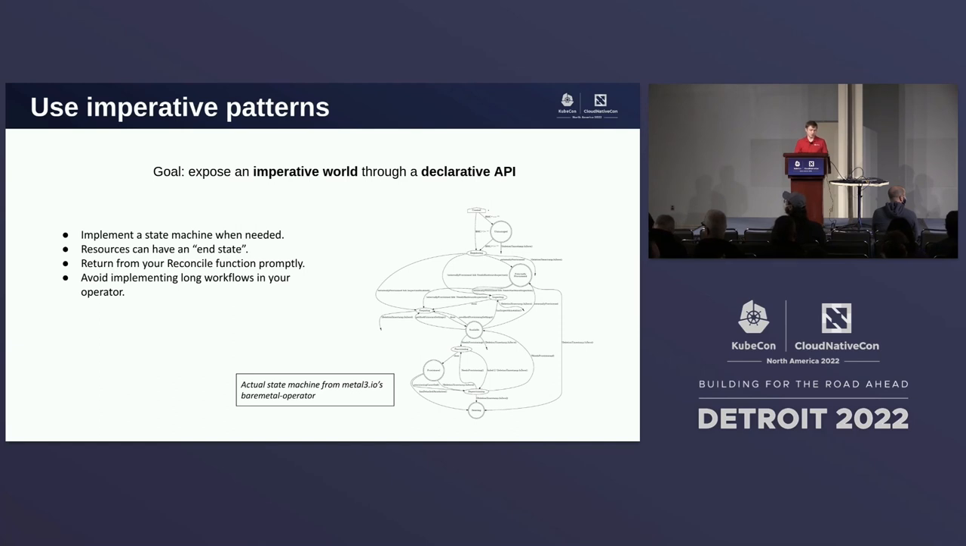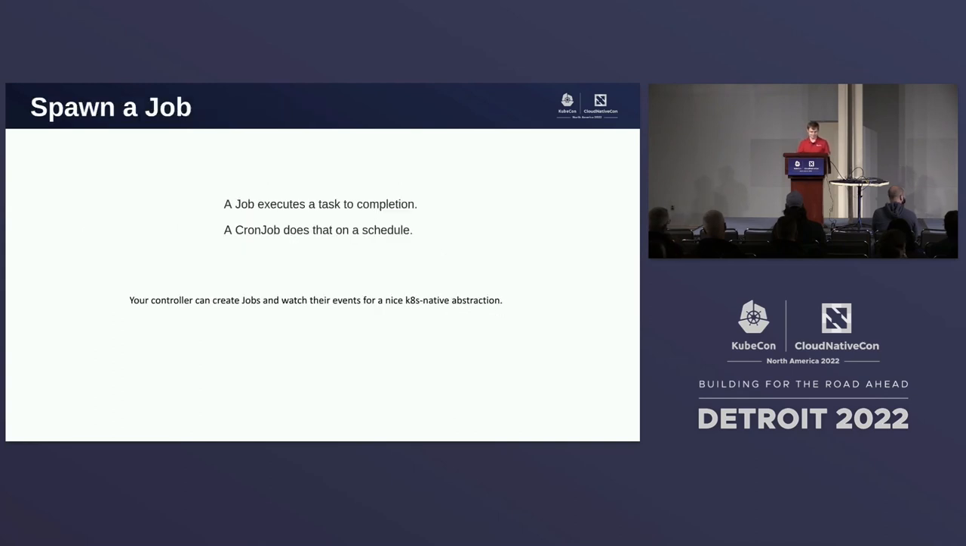And then just avoid implementing long workflows in your operator in general. You want, as much as you can, the implementation of those things to be somewhere else, like a BMC that's rebooting a server. That behavior is implemented in the BMC. You're controlling it, you're telling it, reboot. And then you wait, and you can poll or, through some mechanism, observe what that BMC is doing. But you don't really want to implement, for example, OpenShift install logic in your reconcile function. That would be a bad plan.